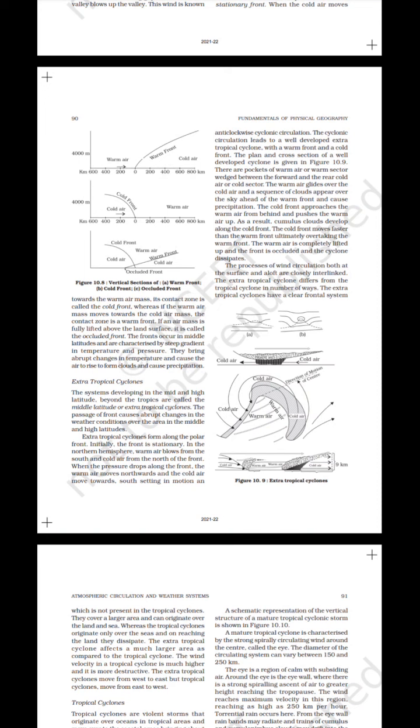The processes of wind circulation both at the surface and aloft are closely interlinked. The extratropical cyclone differs from the tropical cyclone in a number of ways. The extratropical cyclones have a clear frontal system, which is not present in the tropical cyclones. Take a look at figure 10.9, extratropical cyclones. Cold air, warm air, cold air. Cold air, warm air. Direction of motion of center. Cold air, cold air.